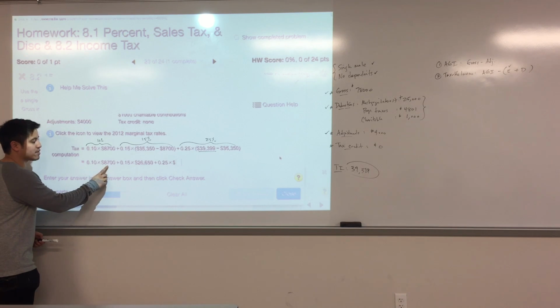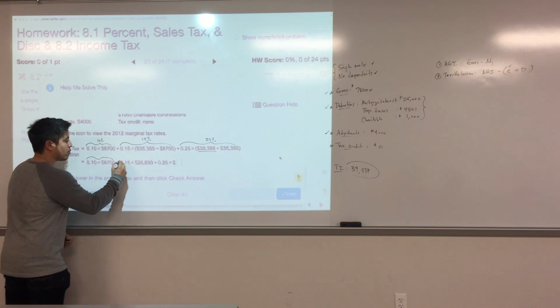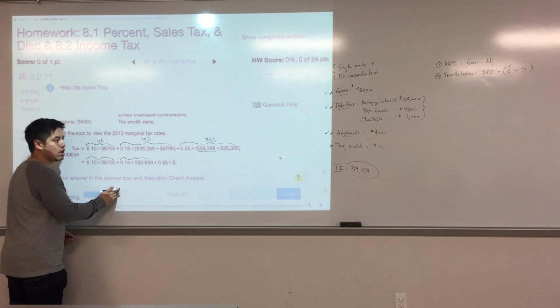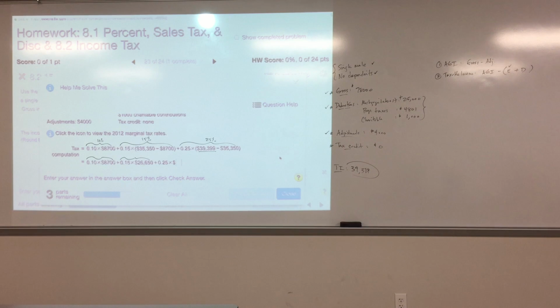So 0.1 times 8,700, that's that amount, right? Then 0.15 times this, that's the difference between the two. Now, what is this amount right here? Somebody tell me what 39,399 minus 35,350 is. Should be 4,049.